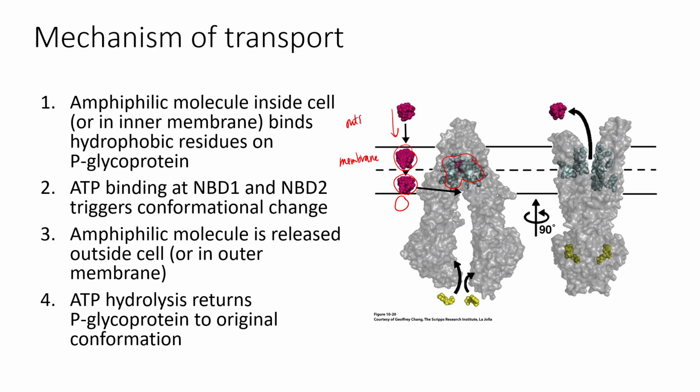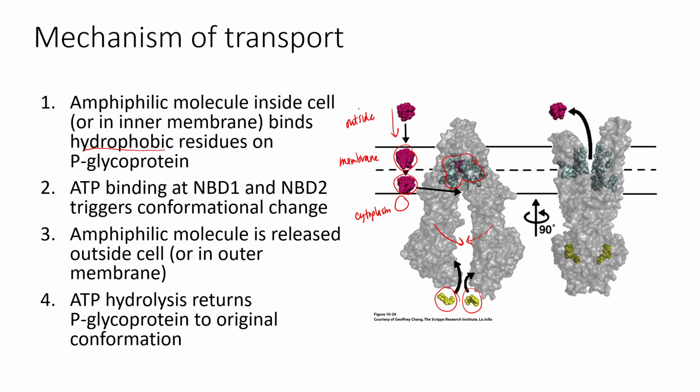So just a reminder, this is the outside of the cell on top. We have the cytoplasm shown here on the bottom. At this point, once we have some kind of amphiphilic molecule bound somewhere on these hydrophobic residues on the inside of the P-glycoprotein, now ATP can come in from the inside of the cell on the cytoplasmic side, and it's going to bind at those nucleotide binding domains 1 and 2. This binding of ATP is going to trigger a conformational change in the ABC transporter, in which these two arms are going to start moving toward each other.